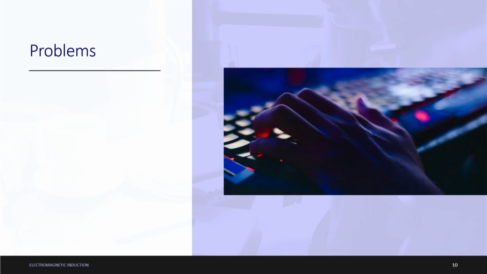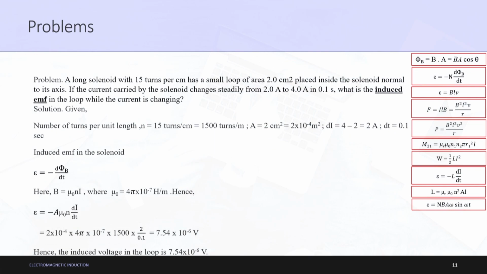Let us move on to the problems. Please look over the problem here. The first problem states a long solenoid with 15 turns per centimeter. So, small n is given as 15 turns per centimeter. To unify the dimensions, we will change this per centimeter into per meter. So, it is 15 into 100 meter inverse, which is equal to 1500 turns per meter.